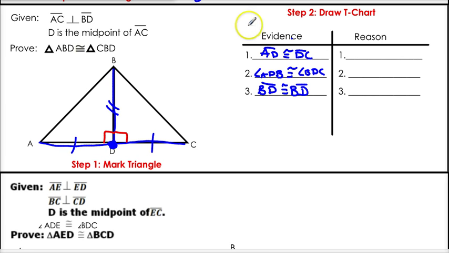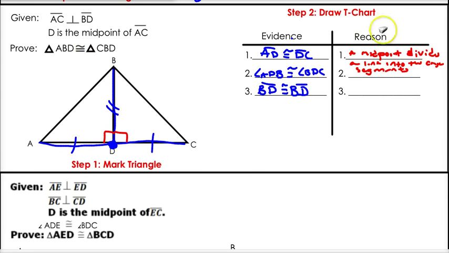Now I got to write my reasons down. How do I know these things are true? Well, this first one, AD is congruent to DC. That was the midpoint theorem. And we just write, we know that that's congruent because a midpoint divides a line into 2 congruent segments. All right? Write that down. I got to erase it for more room. But a midpoint divides a line into 2 congruent segments.